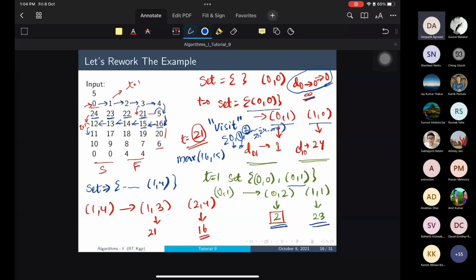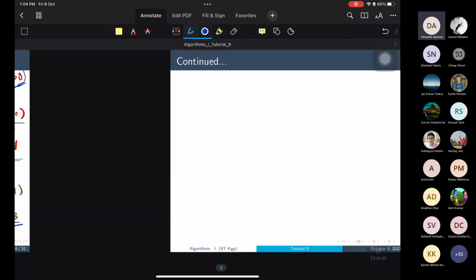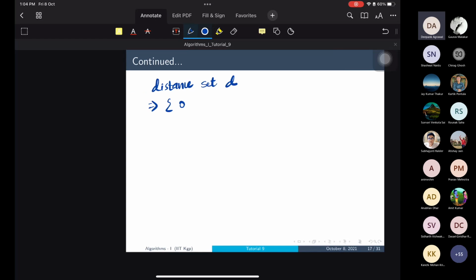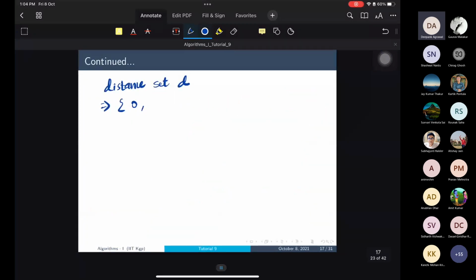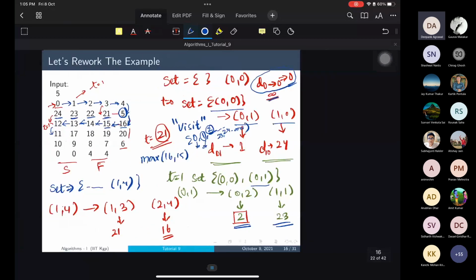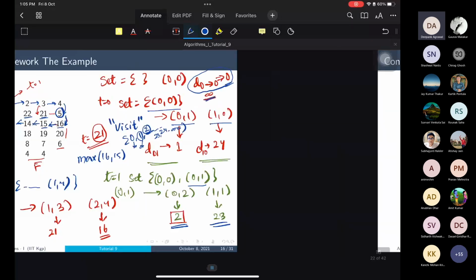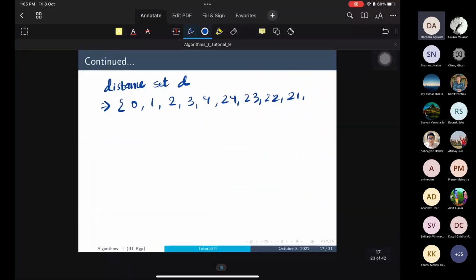Suppose we are at node 5. Let's see the distance set D. It will be 0 for 0, then 1, 2, 3, 4, and then for 24 it will be 24, 23, 22, then 21, 5. Up to this, it is clear, because there is no other node right now.